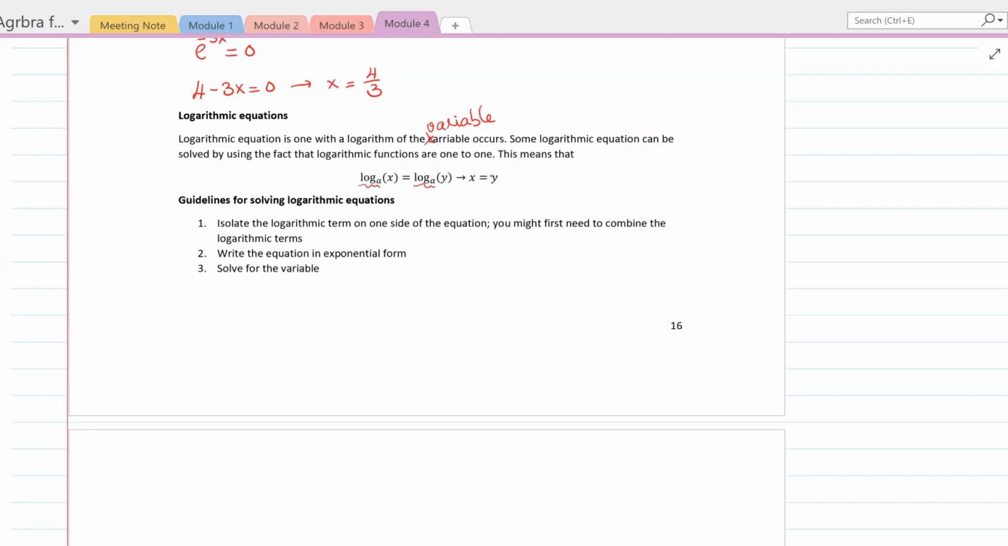Guideline for solving logarithmic equations. We first isolate the logarithmic term on one side of the equation. You may first need to combine the logarithmic terms using the logarithmic laws. Then write the equation in exponential form based on the fact that log base a of x equals y implies a to the y equals x. And we solve for the variable.